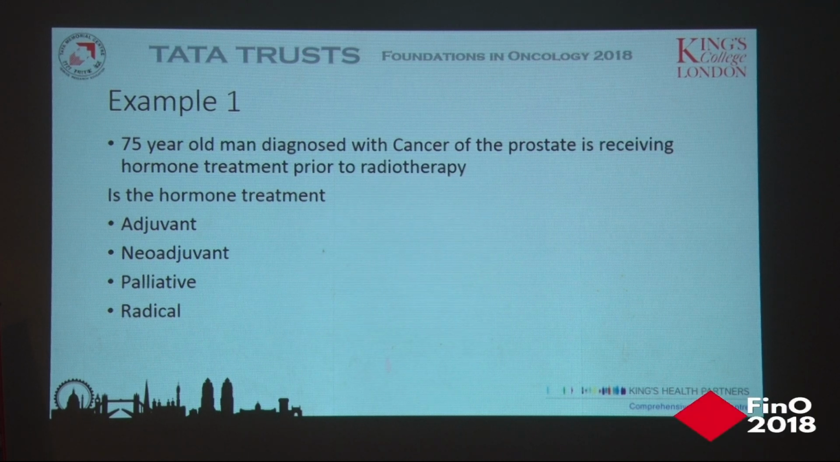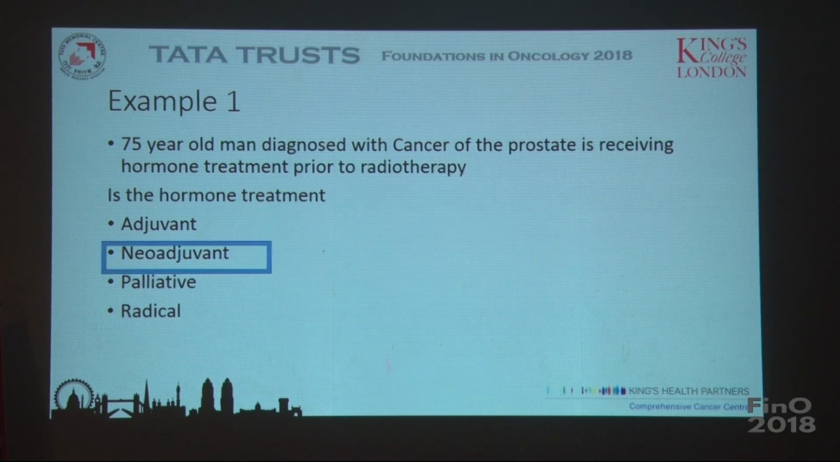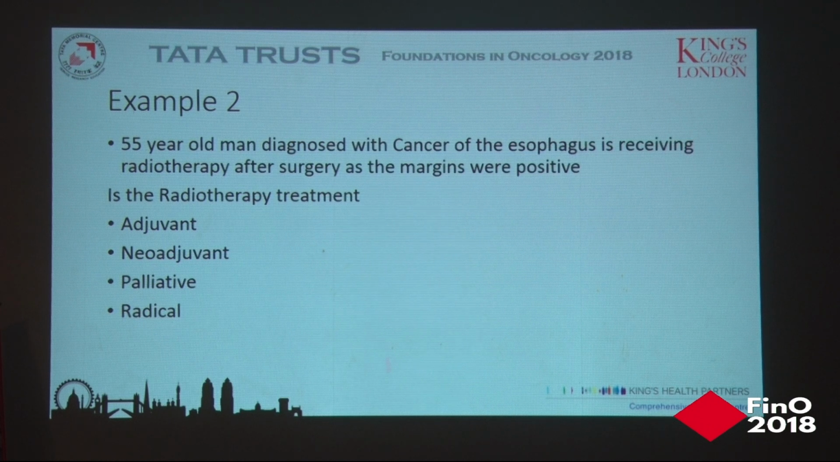So now is the interactive part. I'd like to make this more interactive. I'll go through a few examples, and you can let us know what you think about these. A 75-year-old man diagnosed with cancer of the prostate is receiving hormone treatment prior to radiotherapy. Excellent. That means you're listening. Second example, a 55-year-old man diagnosed with cancer of the esophagus is receiving radiotherapy after surgery as the margins were positive. Good.